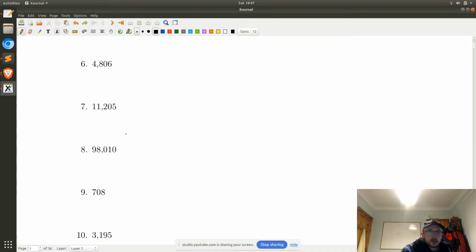Now 4,806. Well, that's divisible by 1 and 2. And what about 3? Yes, indeed, 3. In fact, finding the sum of the digits, we get 18, and therefore it's also divisible by 9. By 4, no, because that's not a multiple of 4. By 5, no. By 6, well, yes, because it's even and divisible by 3. Once we see the 2 and the 3, we can instantly list 6.